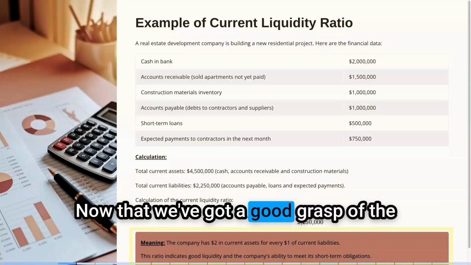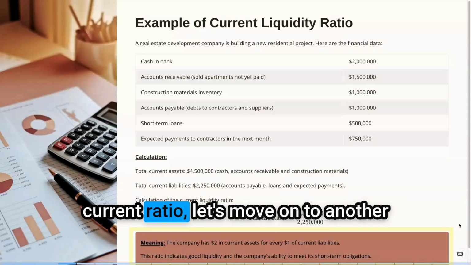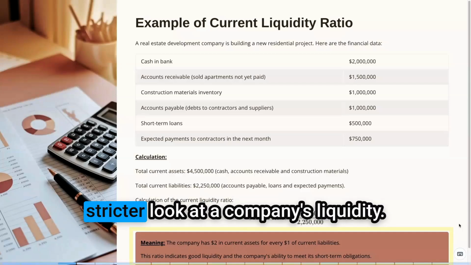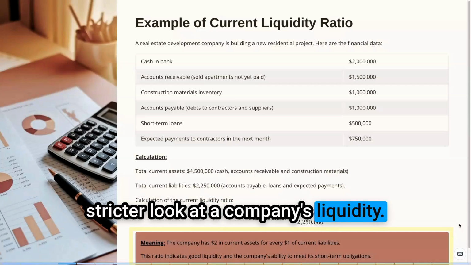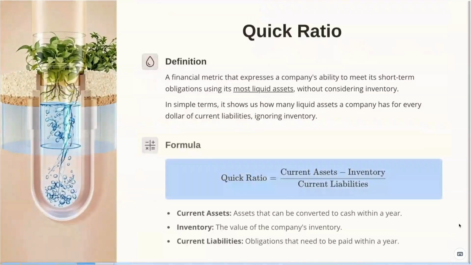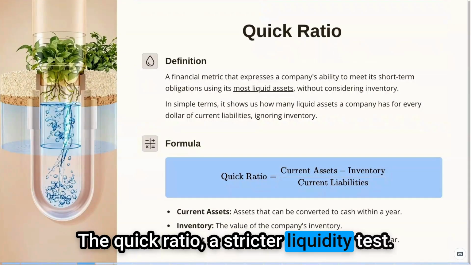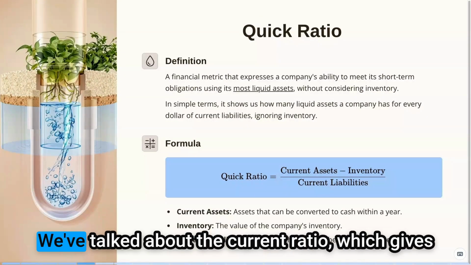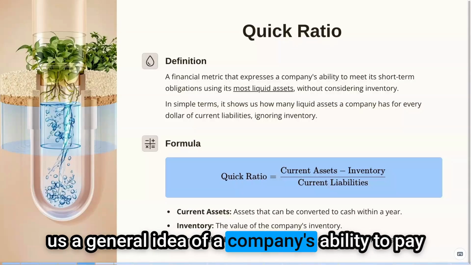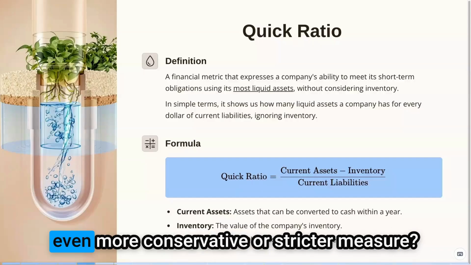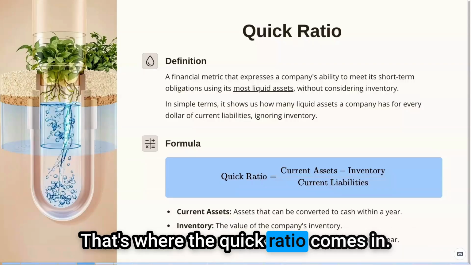Now that we've got a good grasp of the current ratio, let's move on to another useful metric that gives us an even stricter look at a company's liquidity. The quick ratio, a stricter liquidity test. We've talked about the current ratio, which gives us a general idea of a company's ability to pay its short-term bills. But what if we wanted an even more conservative or stricter measure? That's where the quick ratio comes in.